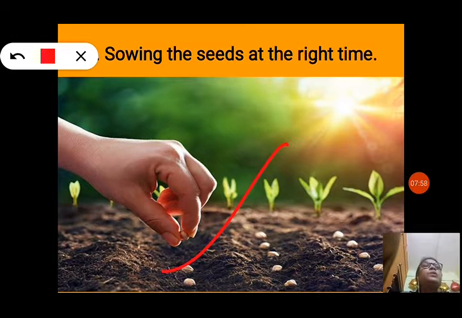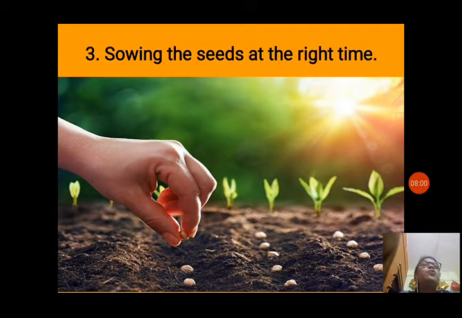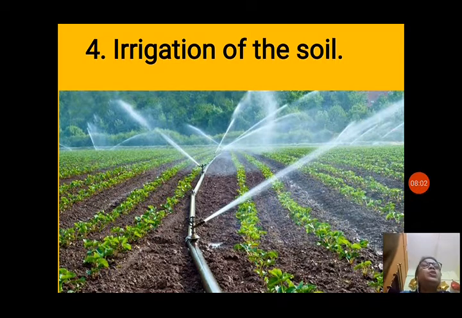Now next we will see the fourth step, irrigation of the soil. Water is very important for the soil. Without water you cannot do any farming. In this field watering of the plants has been done. This is called irrigation of the soil.